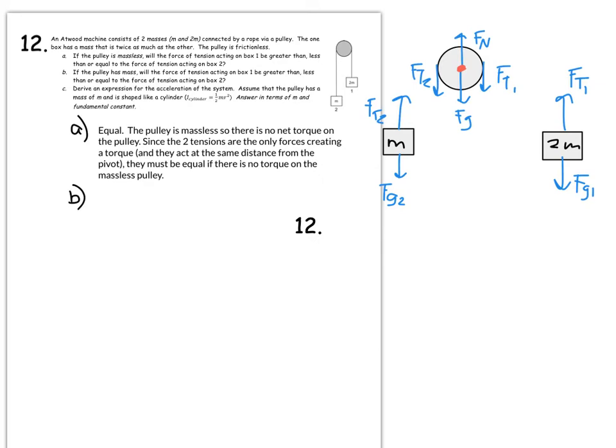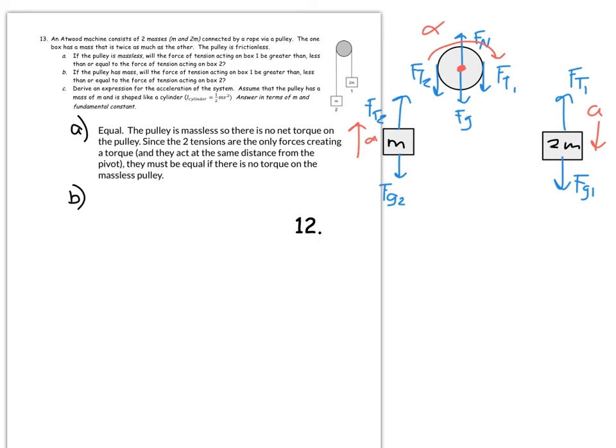Now, the second question: we're considering the case where the pulley does have mass. We want to know if the force of tension acting on box 1 will be greater than, less than, or equal to the force of tension acting on box 2. Now that the pulley does have mass, keep in mind that box 1 is going to accelerate down while box 2 accelerates up, which means the pulley will have an angular acceleration in the clockwise direction.